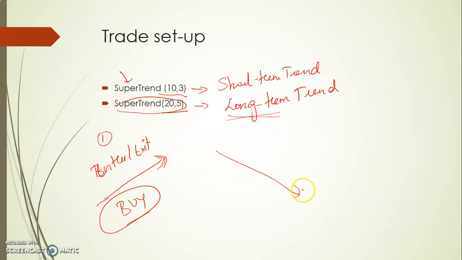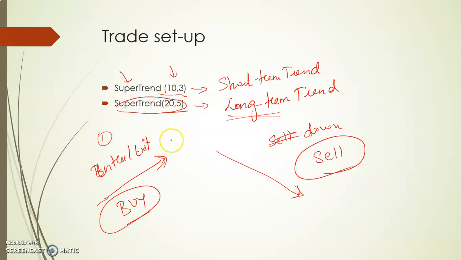Similarly, once you identify the long term trend as the downtrend, then in this downtrend you have to do only the sell trade and not the buy trade. Okay, and this sell trade entry and exit can be identified using the short term identifier super trend 10,3. Okay, so this is the generic setup.